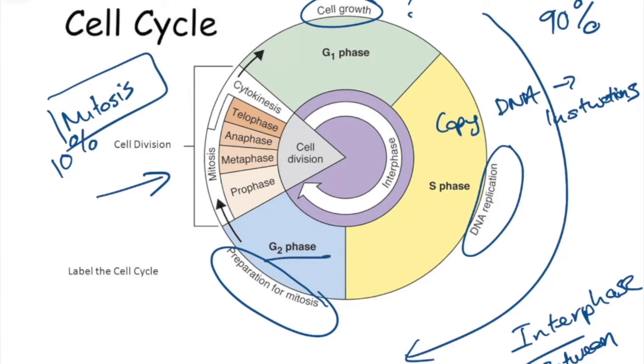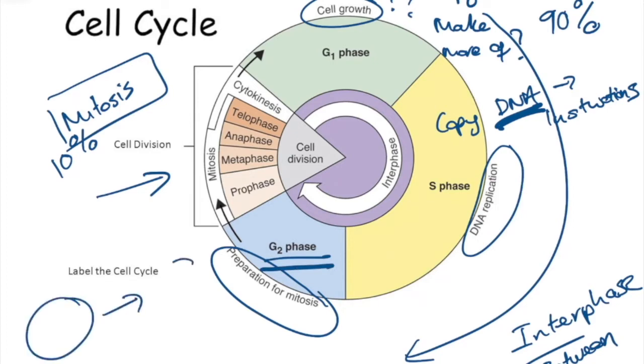And G2, we have similar things happening to G1. So just stop and think about, well, if we're talking about cell growth, what's growing? What does it need to copy or make more of other than DNA? So it's got to copy the instructions, but what other things would it need more of for one cell to be able to split into two cells which had everything they need to keep functioning?